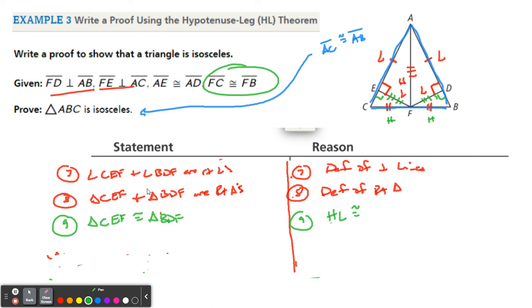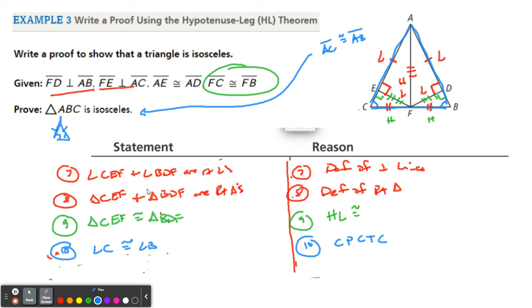Now, there's a couple ways we can go about this. I think the simplest way is, and I'll use blue now, in an isosceles triangle, if you recall, you have a pair of congruent sides. You also have a pair of congruent angles. So now that these two triangles are congruent, we can say that angle C and angle B are congruent, because those are corresponding angles and the triangles are congruent. Corresponding parts of congruent triangles are congruent.